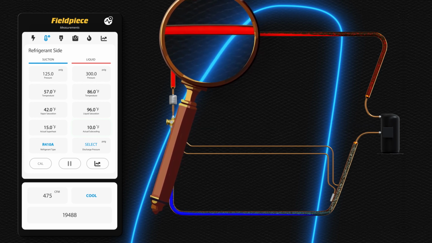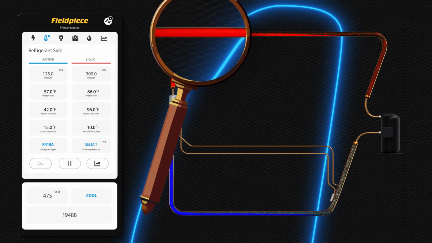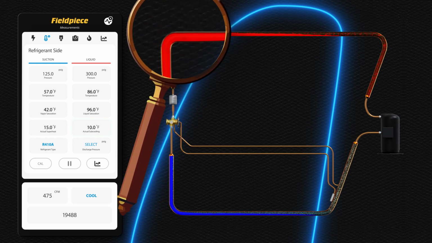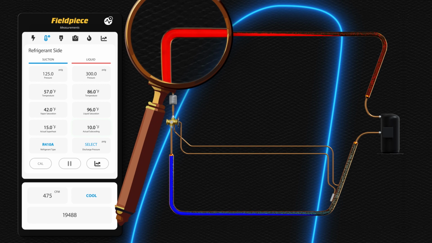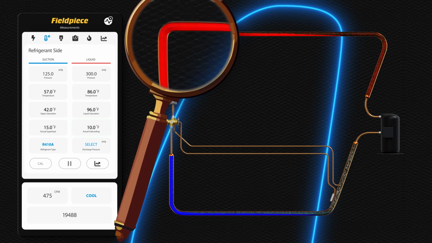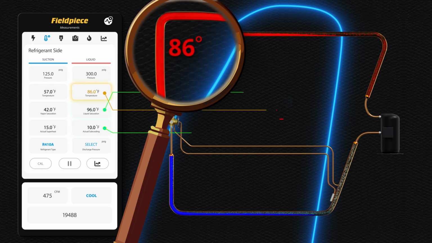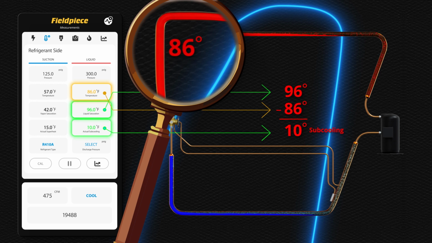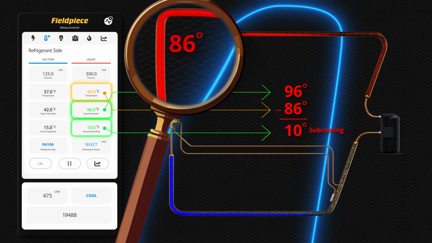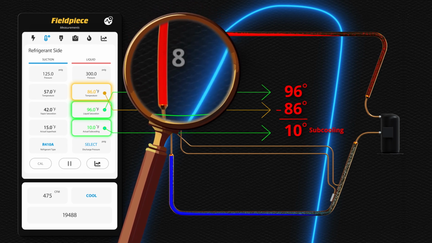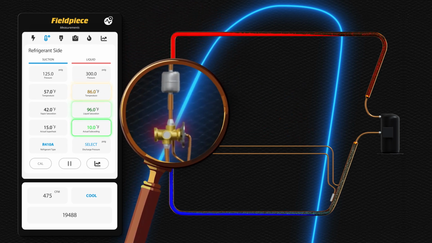As the refrigerant travels further through the condenser coil, the refrigerant continues to reject heat and subcools the refrigerant even more. The temperature of the refrigerant leaving the condenser is 86 degrees, so the refrigerant temperature is 10 degrees below the saturated temperature, or 10 degrees of subcooling. The subcooled refrigerant travels through the liquid line, through the filter dryer, and into the TXV.